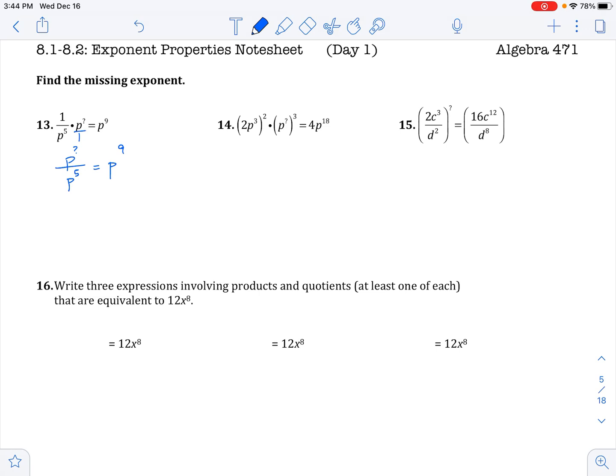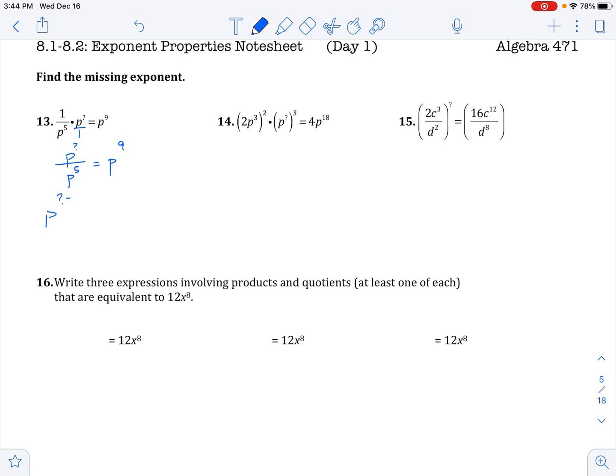But what we want to do here is think about this and say, well, this is a quotient of powers, and if I have a quotient of powers, it's p to the I don't know, minus 5 equals p to the 9th. And then we just need to think about what that exponent would have to be so that if I subtracted 5 from it, I would end up at 9, and that would be 14. I know that there are some people that would be doing this problem using x as a variable. That is okay as well.